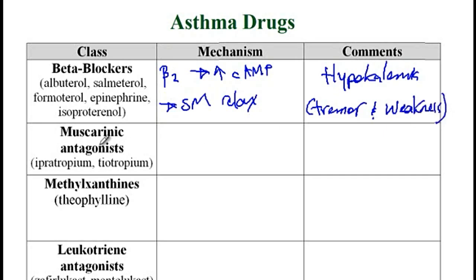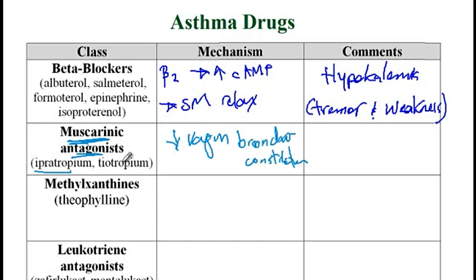Next, we have the muscarinic antagonists like ipratropium, and these medications, as the name implies, are muscarinic antagonists, so they decrease the vagus-induced bronchoconstriction. And these medications are extremely useful for the treatment of COPD, and one reason for that is that since they are antimuscarinic, they decrease the bronchial secretions.